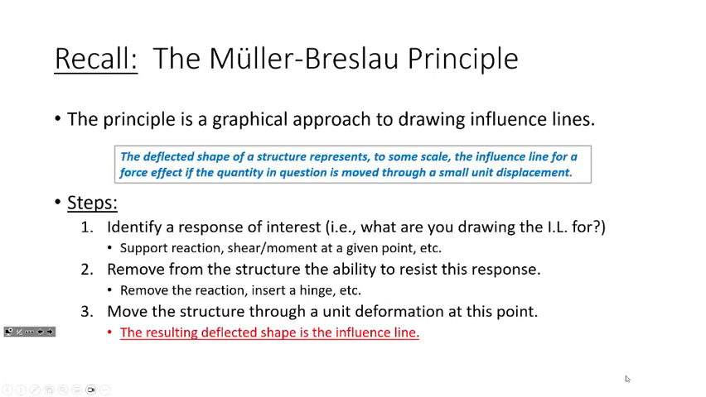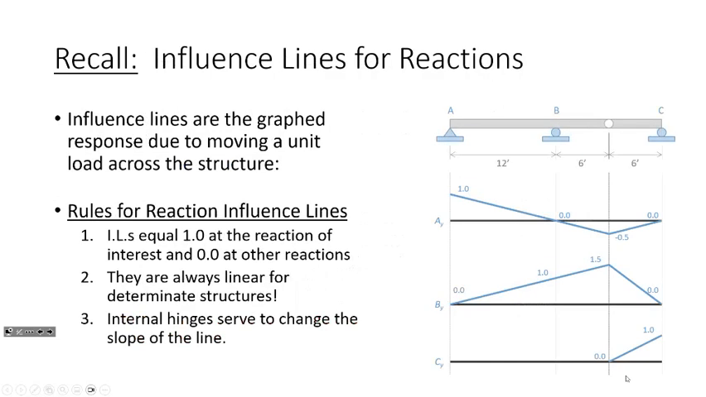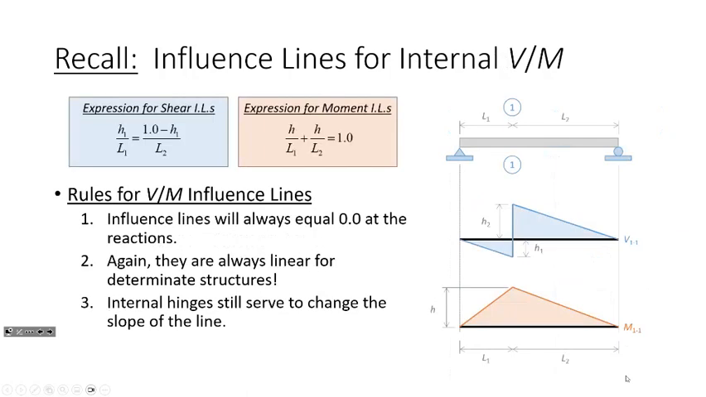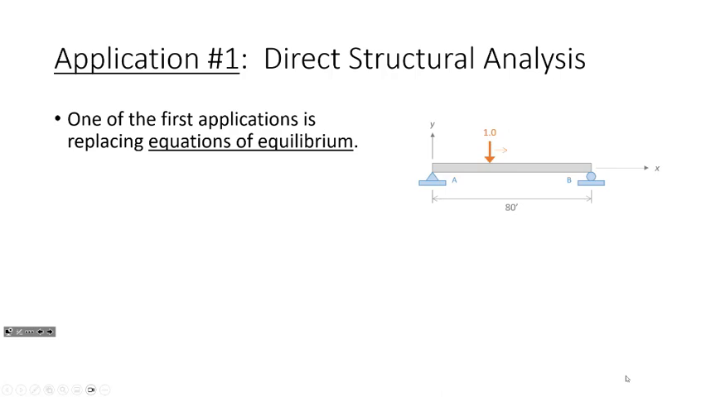There we go. Okay, so let's just make sure we're on the same page. We are still talking about the Mueller-Breslau principle, so we are still using the same concepts. Although today we're actually not really going to be drawing very many influence lines because the influence lines are already going to be drawn for us because we're going to be using an example we've already done. I do want to make sure, though, that you do understand the patterns for influence lines for reactions and that you do understand the patterns for influence lines for shear and moment. Okay.